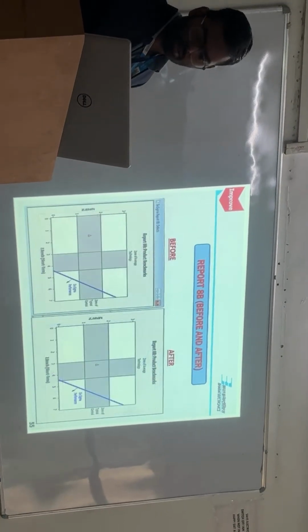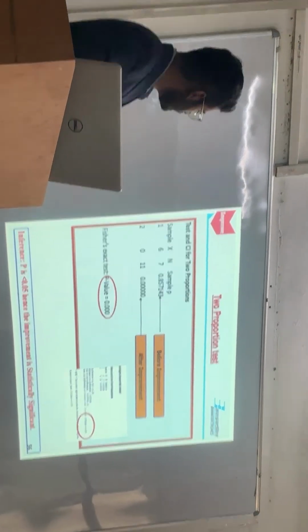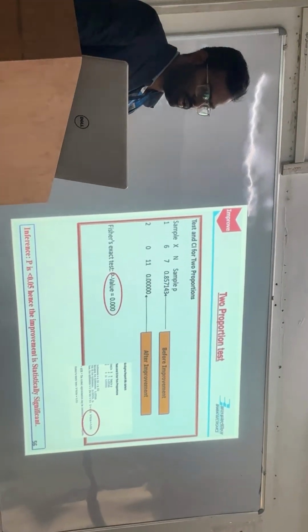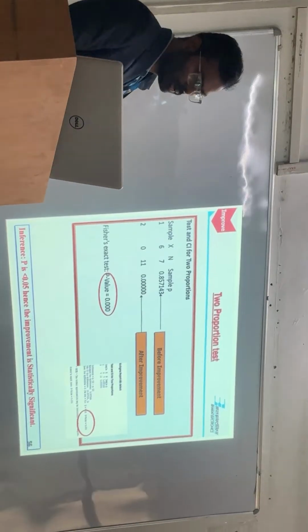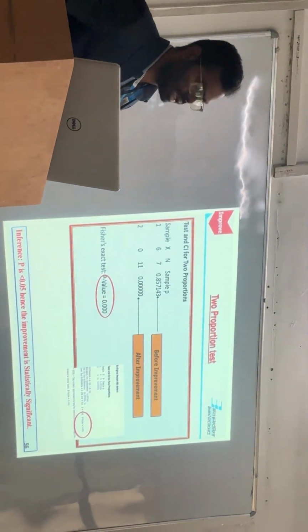These are the reports. To understand whether this improvement is statistically significant or not, we have carried out two proportion tests. Since the p value is less than 0.05, this improvement is statistically significant.